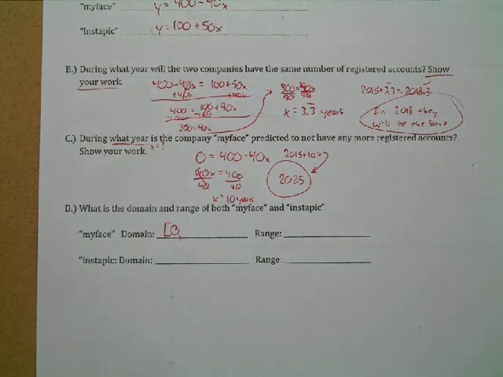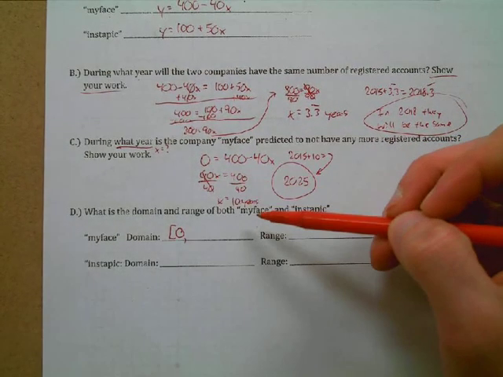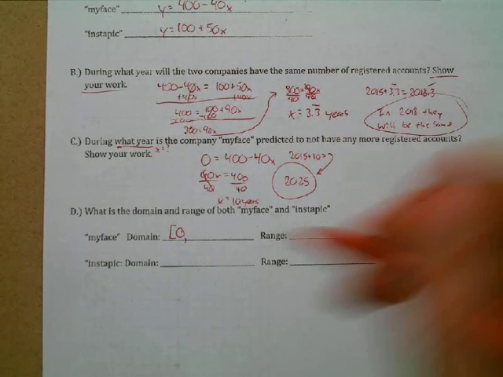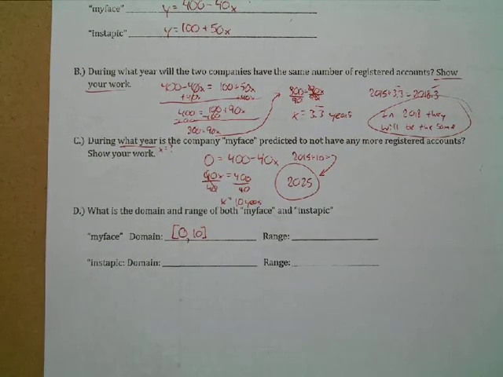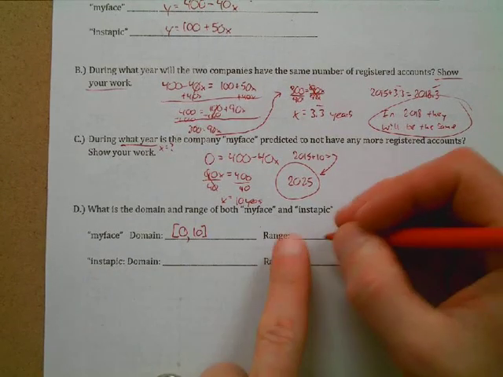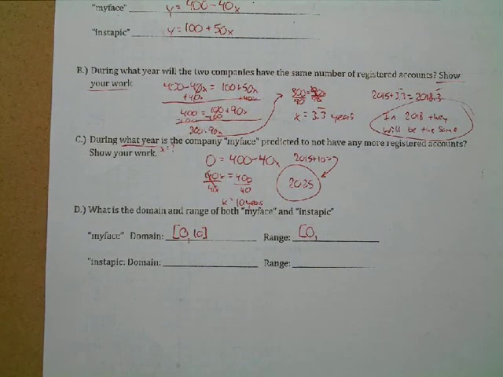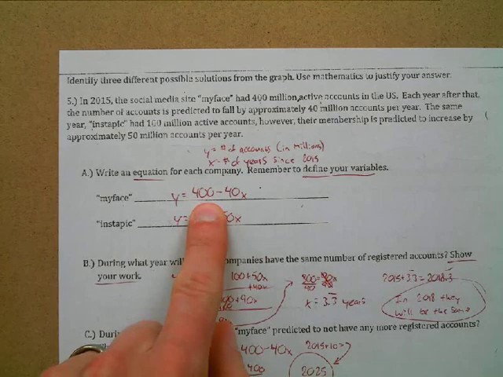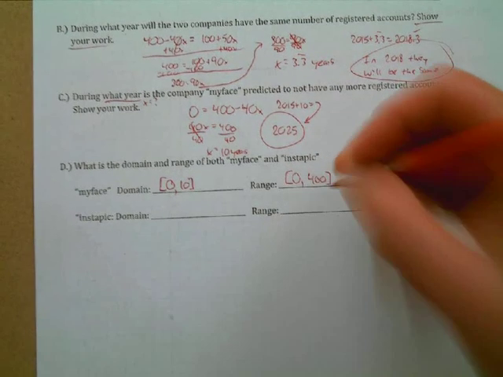Well, this is for My Face, right? So we know when My Face runs out of users. My Face runs out of users after 10 years. So what's the farthest x value we can go? It's 10, right? Because we can't have no users. And then what's its range? Well, the lowest y value you can expect here is 0. And what's the highest y value? Well, where does My Face start? It starts at 400, right? And it decreases from there. So we'll put 400 for the range there, because that's the highest. It starts at 400 and just goes down from there.